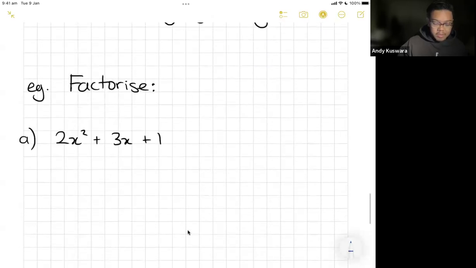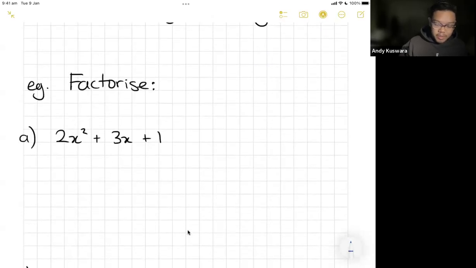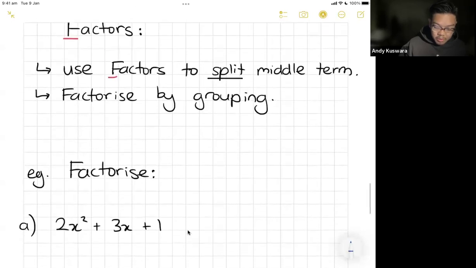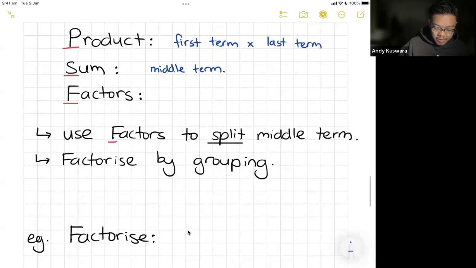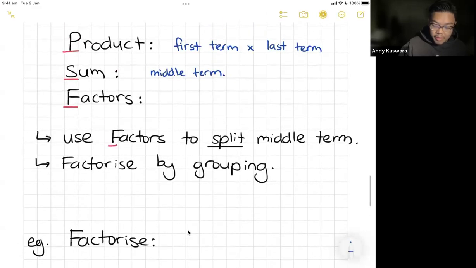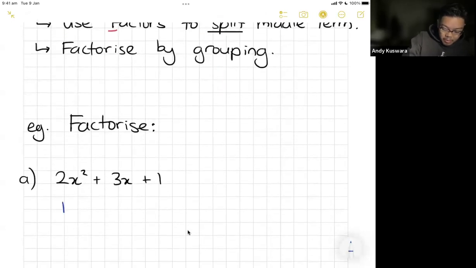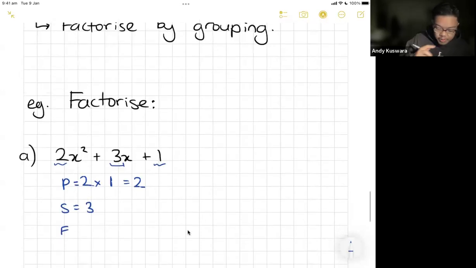So I've got something like this. Factorize 2x squared plus 3x plus 1. It's not quite going to fit, but that's okay. For product, I want to go first term times the last term. So my first term is 2, times my last term, which is 1. That means I want a product of 2. I want a sum of 3. So I'm going to think of my factors. What are two numbers that multiply to give me 2, but sum to give me 3? It obviously has to be 2 and 1.